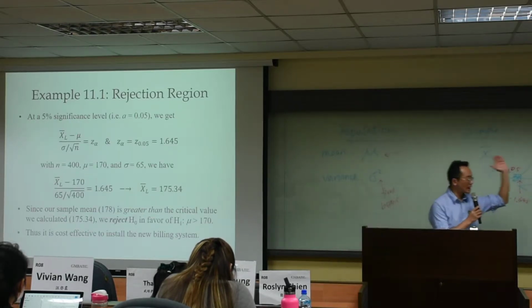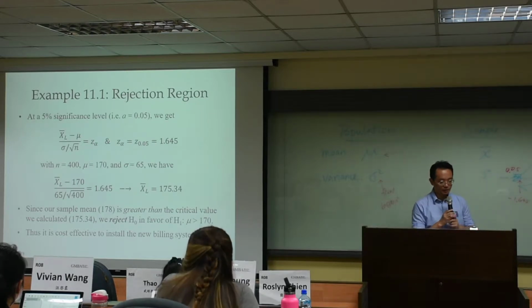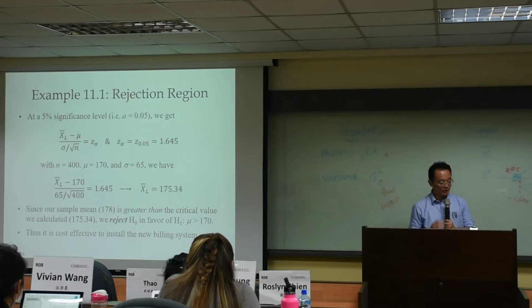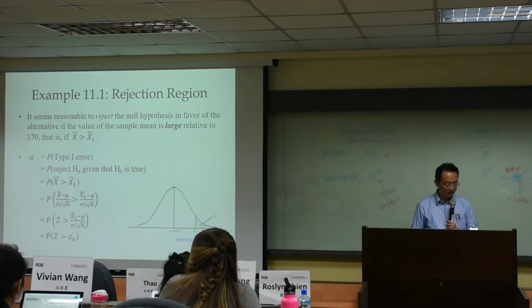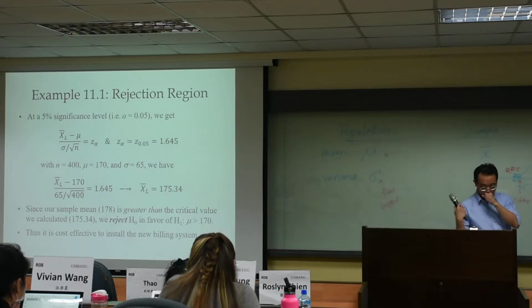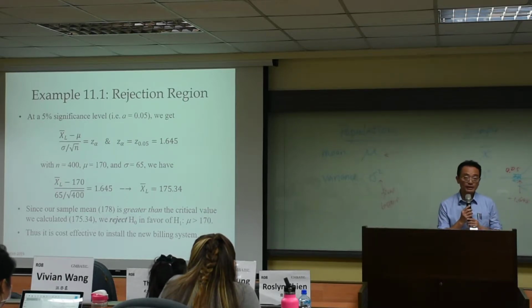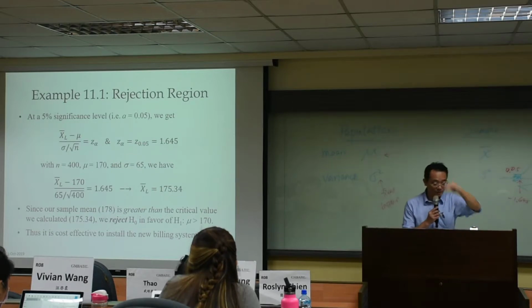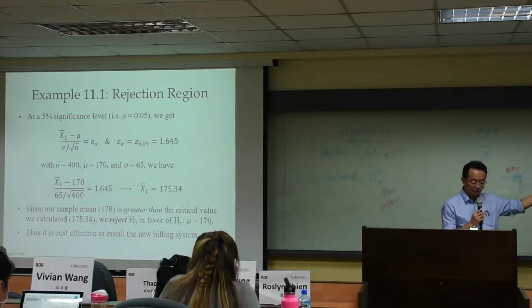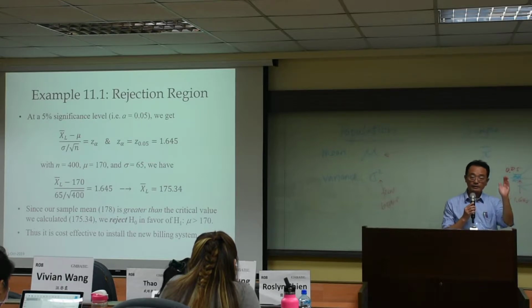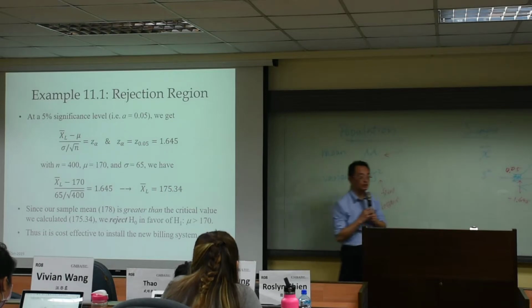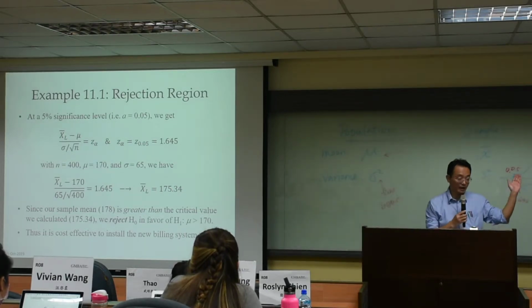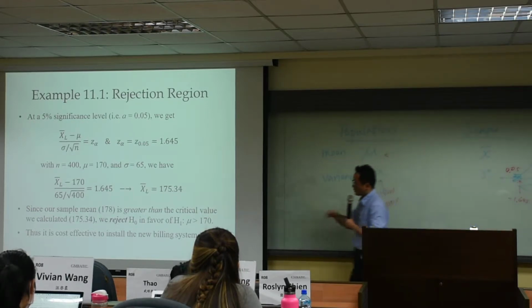So we set a 5% confidence level, alpha equals 0.05. We get this value from the last two lines, and Z alpha is 1.645. We saw the table in the previous slides. So given n equals 400, mu 170, and sigma 65, we plug these values into the expression on the top left corner. We will get X̄_L to be 175.34.